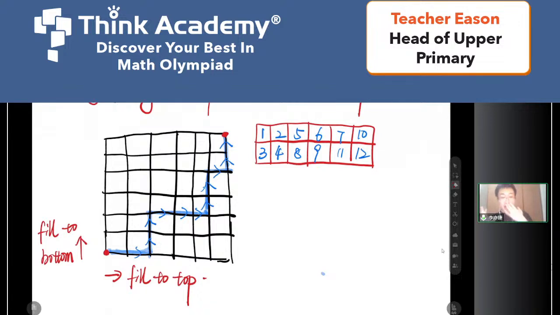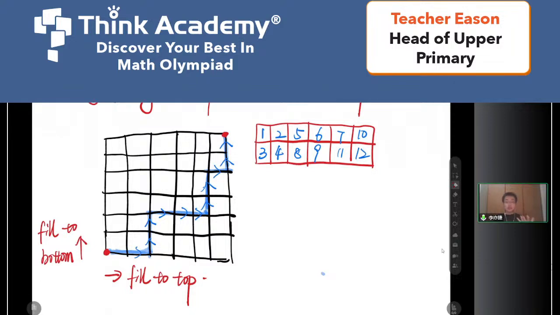10, top. 11, bottom. 12, bottom. You see, each of the shortest paths I draw on this picture refers to a way we fill in the rectangles. So now the question becomes: how many distinct ways, how many shortest paths are there to go from the top to the end, to the bottom to the end?